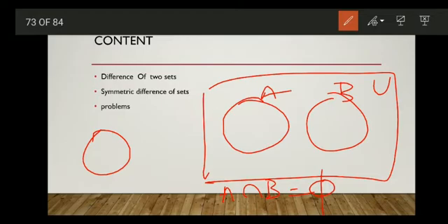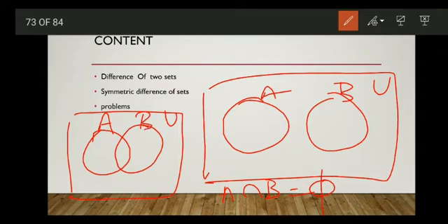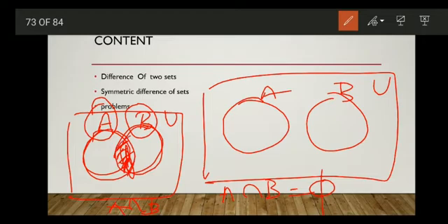But when A and B are overlapping sets, they will be having common elements. So the collection of the common elements will be A intersection B. Okay, when you see here, this is A and this is B, the common portion is this part. There we will be having elements that belong to A as well as B. So that will be the common elements of A and B. So A intersection B will be like this.